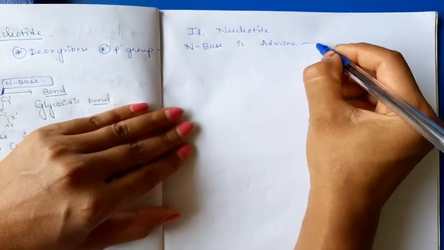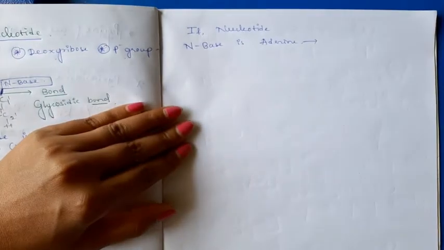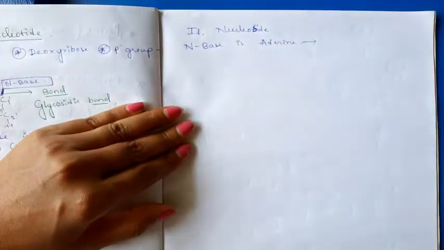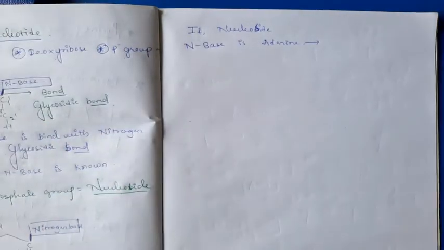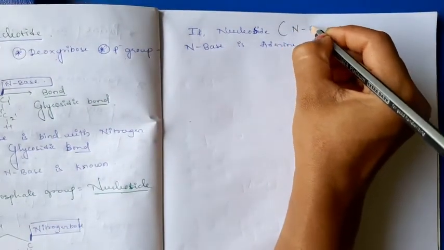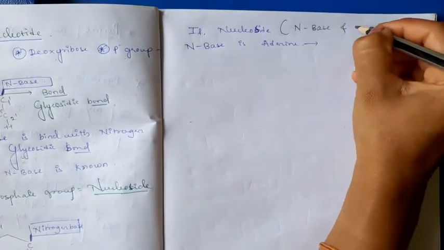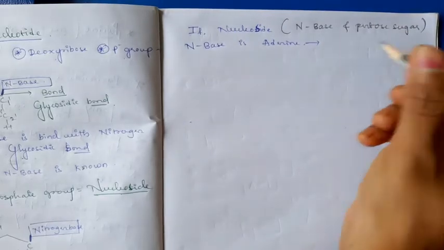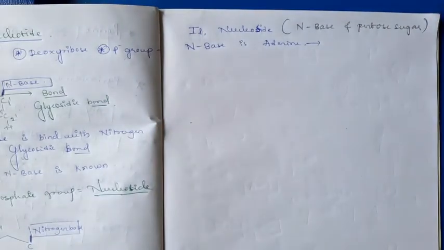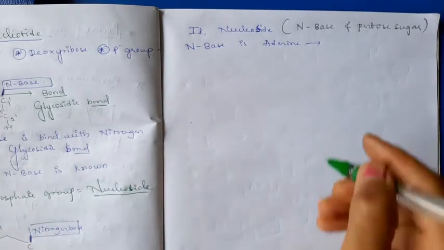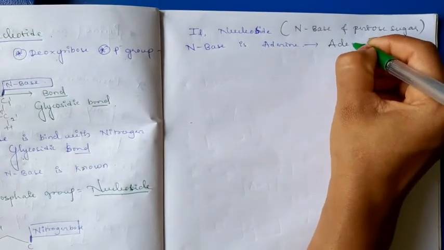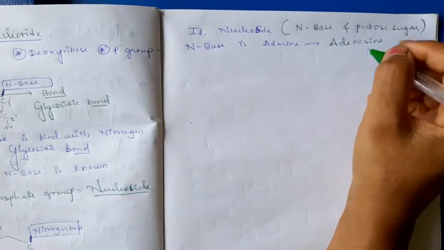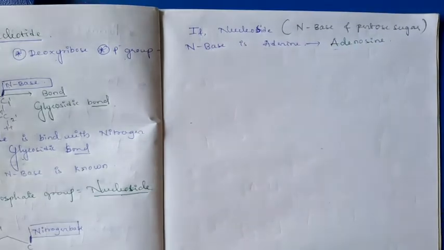Okay, it is known as... okay, I will change here. If nucleoside, only we are talking about the nitrogen base and pentose sugar. That pentose sugar is deoxyribose. The nitrogen base is adenine. In the nucleoside, it is known as adenosine. The name changed from adenine to adenosine.